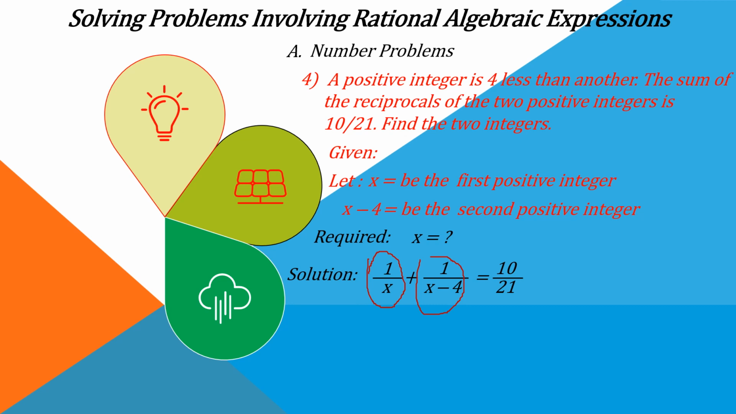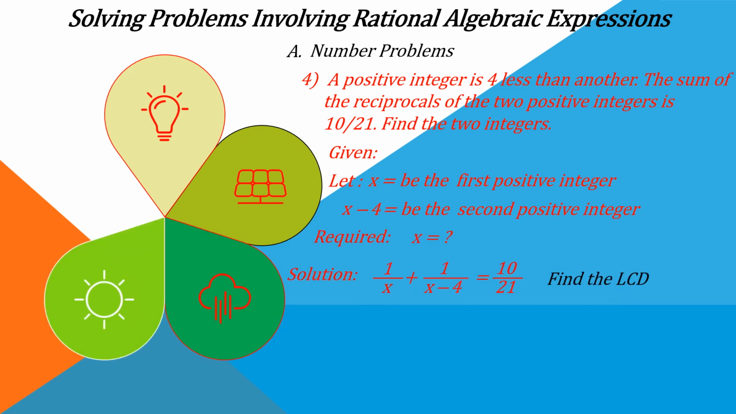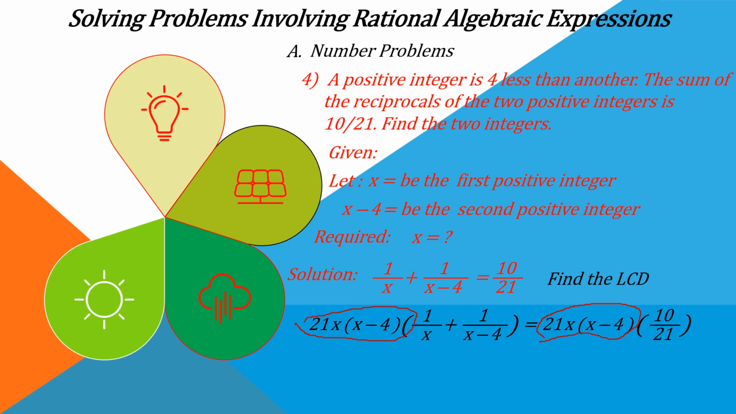And in order to solve for x, we need to find the least common denominator. The least common denominator for this situation is x multiplied by x minus 4 multiplied by 21. This least common denominator will be multiplied to both sides of the equation. 21x multiplied by x minus 4 multiplied by quantity 1 over x plus 1 over x minus 4 is equal to 21x multiplied by x minus 4 multiplied by 10 over 21. This is our least common denominator. We multiply both sides by our least common denominator so that we can add their numerators.